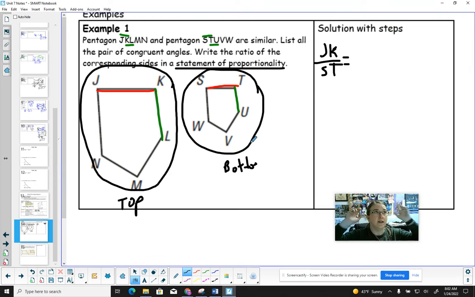I can't just flip these and have it mean the same thing, right? Again, we talked about on Friday, 50 over 100 is not the same as 100 over 50, so we can't just flip. So I'm going to go ahead and write another fraction. I have KL is going to go on top, and that's going to correspond to TU.